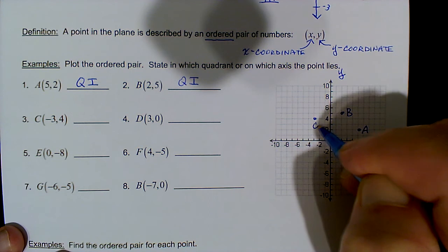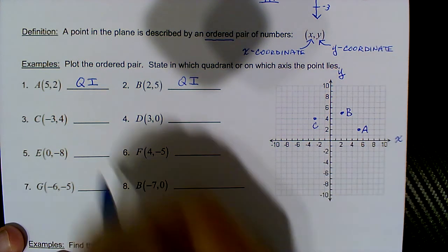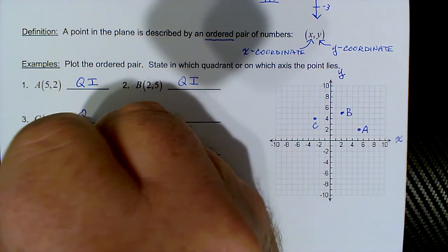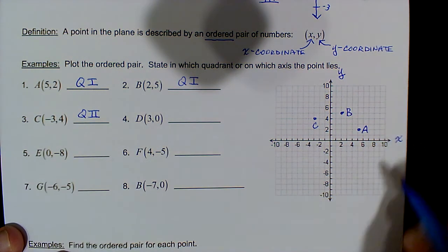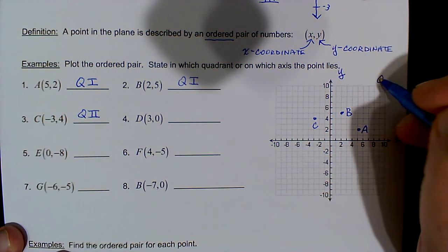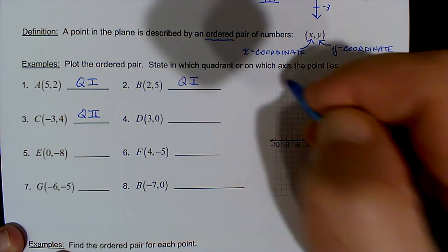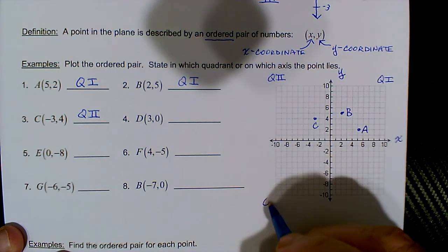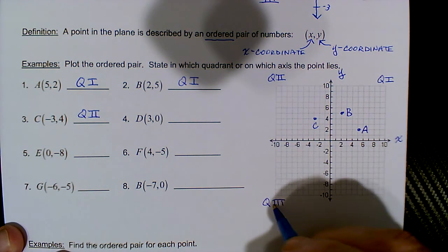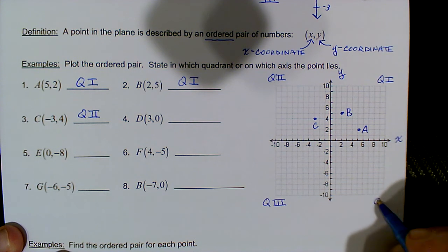So that's going to be point C. And as we can see, that's in quadrant 2. So if you want to label the quadrants, once again, quadrant 1 is upper right, then counterclockwise, quadrant 2, quadrant 3, and quadrant 4.